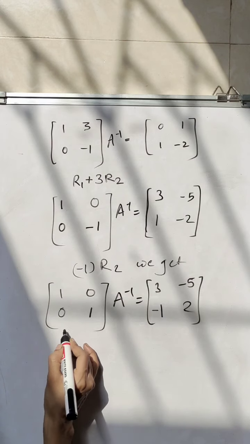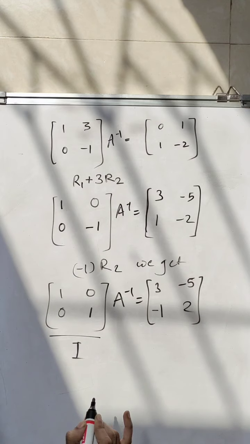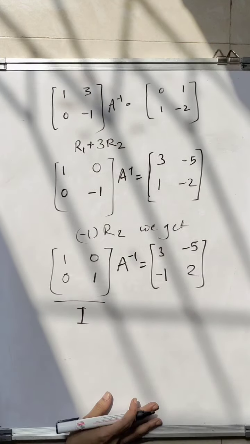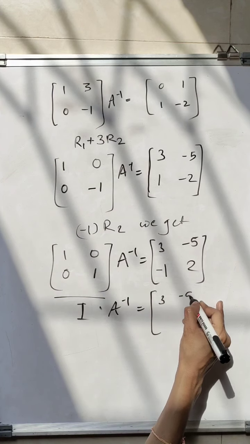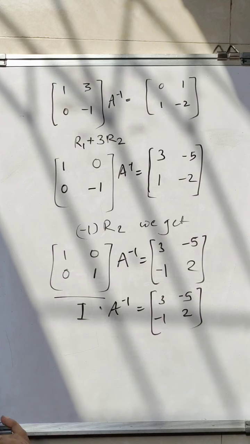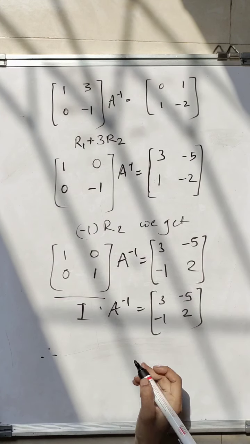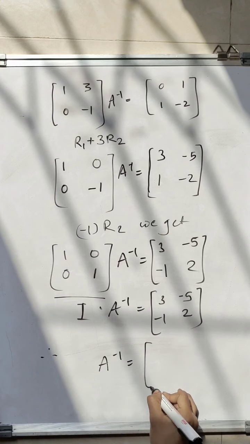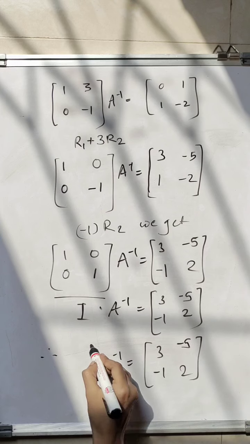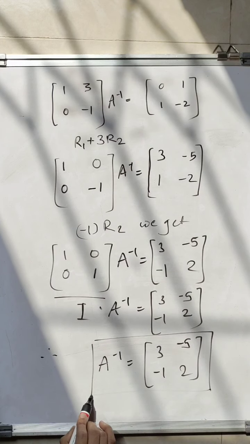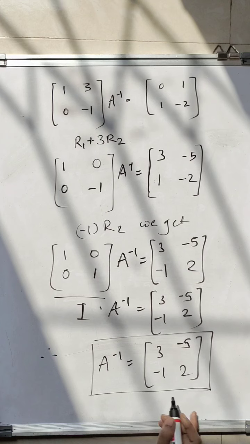So this is nothing but the identity matrix of order 2. So identity into A inverse is equal to 3 minus 5, minus 1 2. Therefore, A inverse is equal to 3 minus 5, minus 1 2. This is the inverse of matrix A. And this method is called the reduction method. And this is the inverse of matrices by using the reduction method.